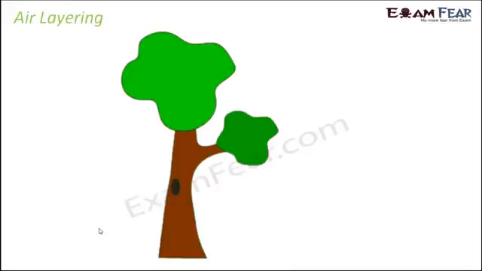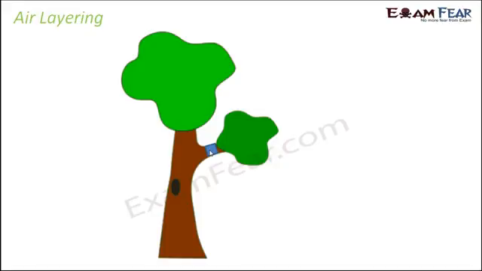What is air layering? In air layering, an aerial branch is scraped and covered with moist mud. Let us suppose this is an aerial branch. Now instead of pulling it to the ground, a portion of it is covered with moist mud, and then it is covered with a plastic.